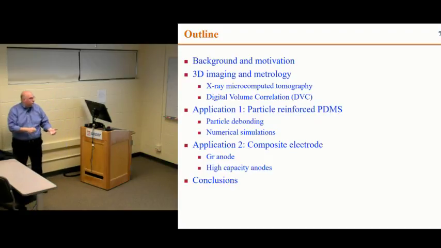So we have to have some way of doing 3D imaging, and I'll talk about that next, and that essentially is, what we use is X-ray computed tomography. There are a few other methods out there, not many, but there are a few others: confocal microscopy, maybe ultrasounds, perhaps, things like that.